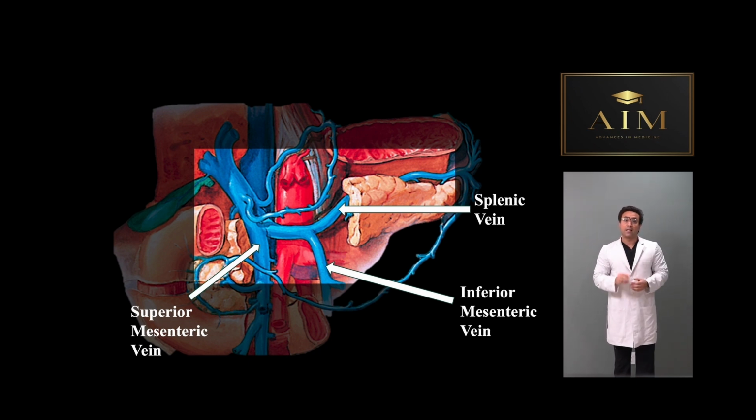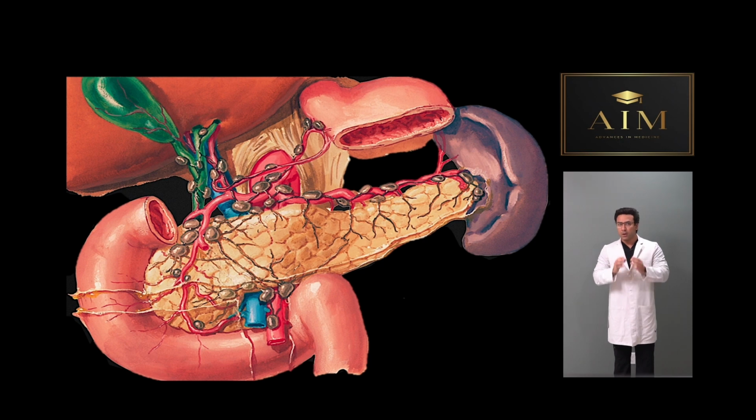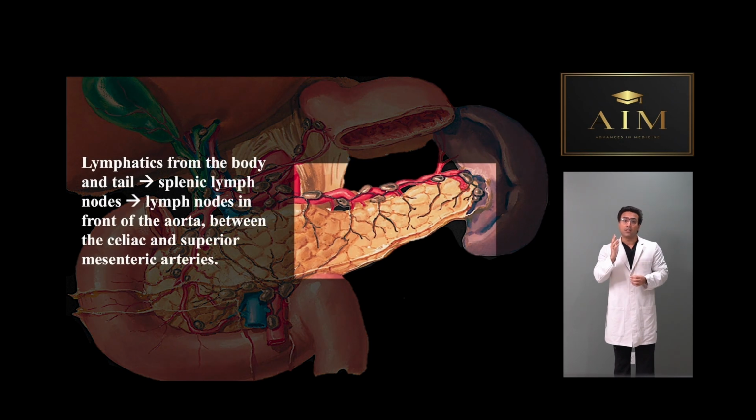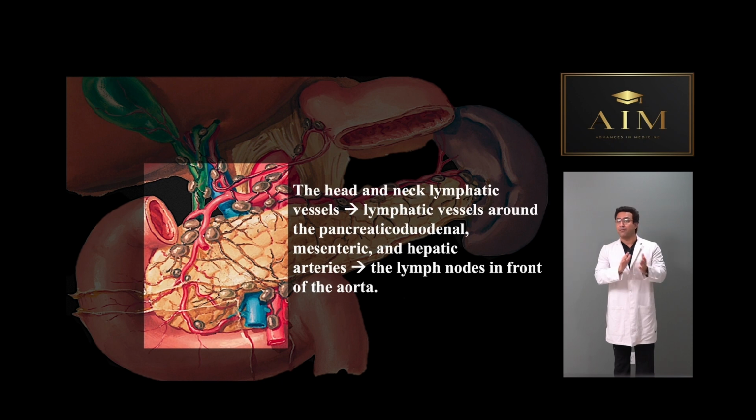The pancreas is rich in an intricate network of lymphatic vessels. Those from the body and tail drain into the splenic lymph nodes and subsequently into lymph nodes in front of the aorta between the celiac and superior mesenteric arteries. The head and neck lymphatic vessels take a different route, draining into the lymphatic vessels around the pancreaticoduodenal, mesenteric, and hepatic arteries before reaching the lymph nodes in front of the aorta.